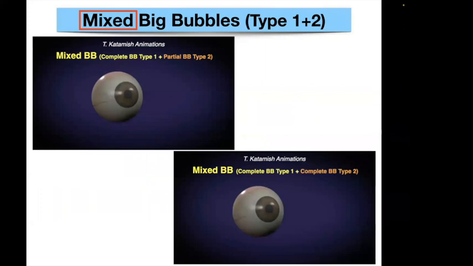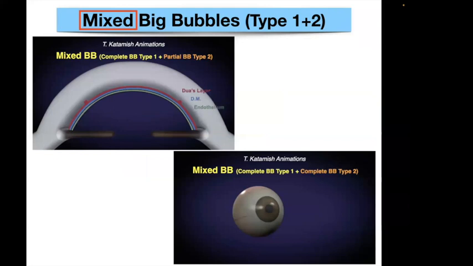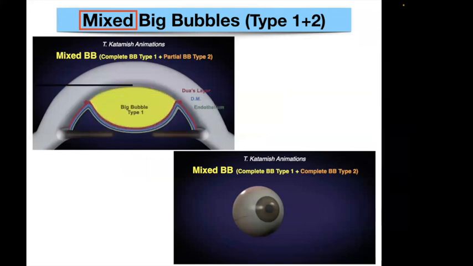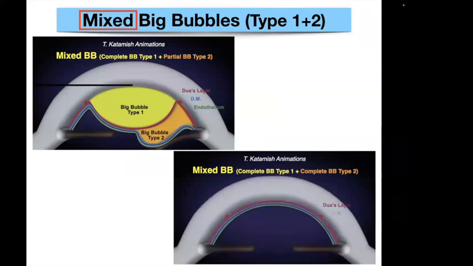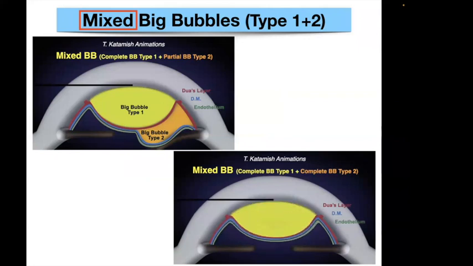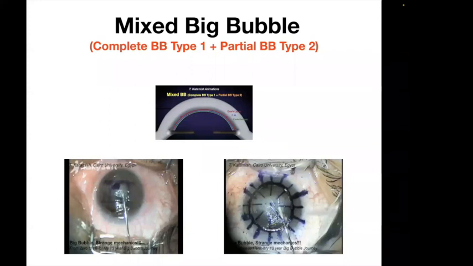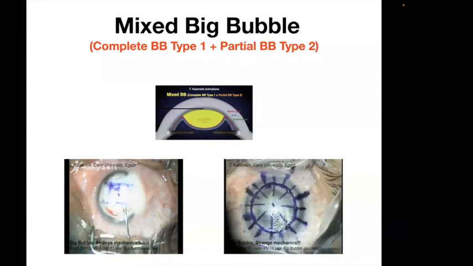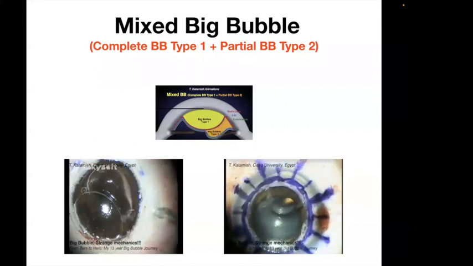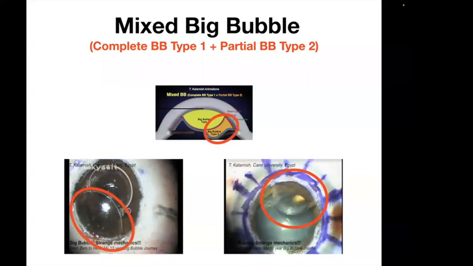When we go further, to the complicated mechanics, we have mixed big bubble. We have 2 types of mixed big bubble. Either complete big bubble type 1 in yellow, and another partial big bubble type 2 in orange. The other example, which is very rare, you have 2 complete bubbles behind each other, complete big bubble type 1 and another complete big bubble type 2. So this is a very complicated mechanics. This shows the mixed big bubble, complete type 1 and partial type 2. As you see, after removing the stroma, you will be having another small big bubble type 2. So this is what we call mixed big bubble.